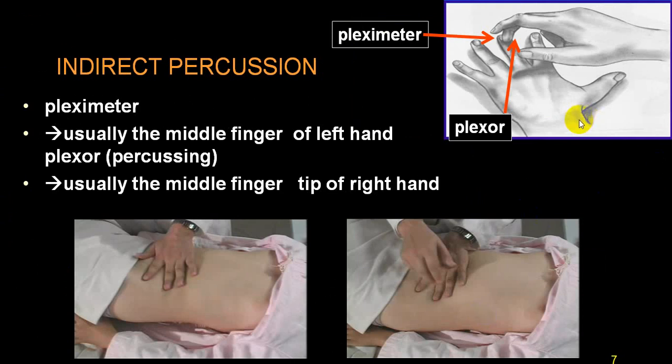So this finger, which is in close contact with the wall, or what we call the skin, is called the pleximeter finger. The finger which you are percussing with is called the plexor, or percussing finger, and the movement should be at the wrist joint. For the pleximeter finger, usually the middle finger of the left hand is utilized, and for the plexor or percussing finger, usually the middle finger, the tip of the right hand, is utilized, or the reverse if you are left-handed. So that is called indirect percussion.